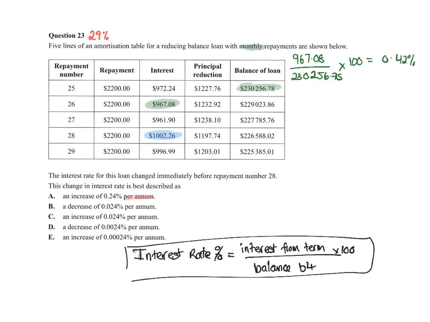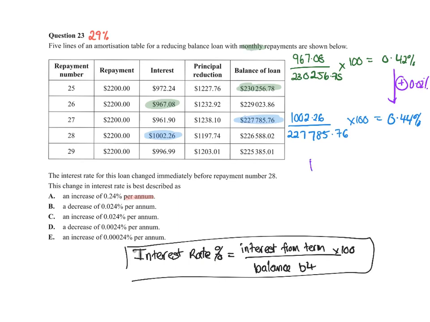And I end up with 0.42%. Then if I look at when it changed, which was here, I'm going to do the interest, which was 102.26, divided by the balance before, and times by 100. So I end up with 0.44%. So essentially it increased, it went up by 0.02%, but that's per month.